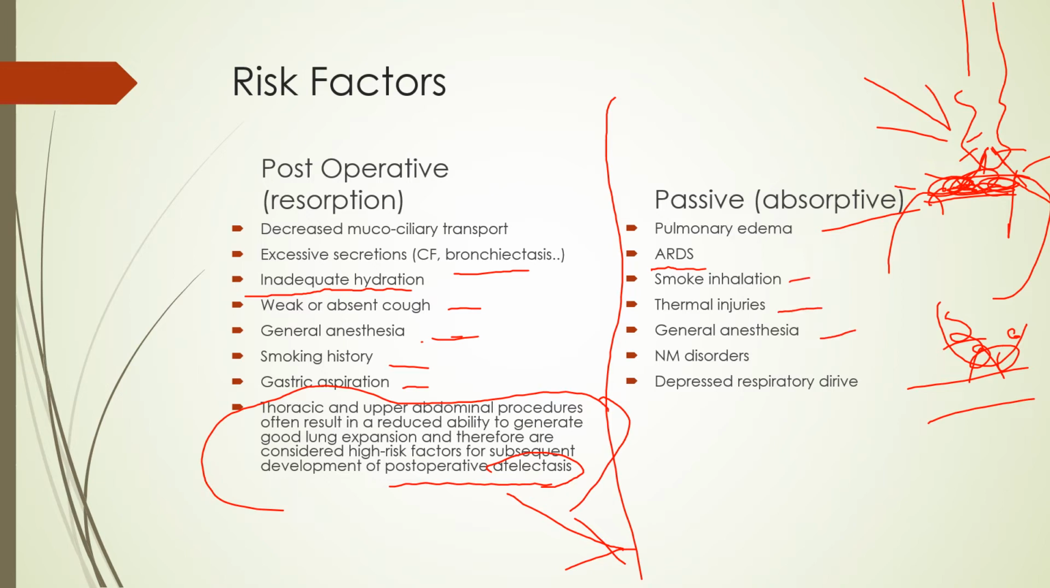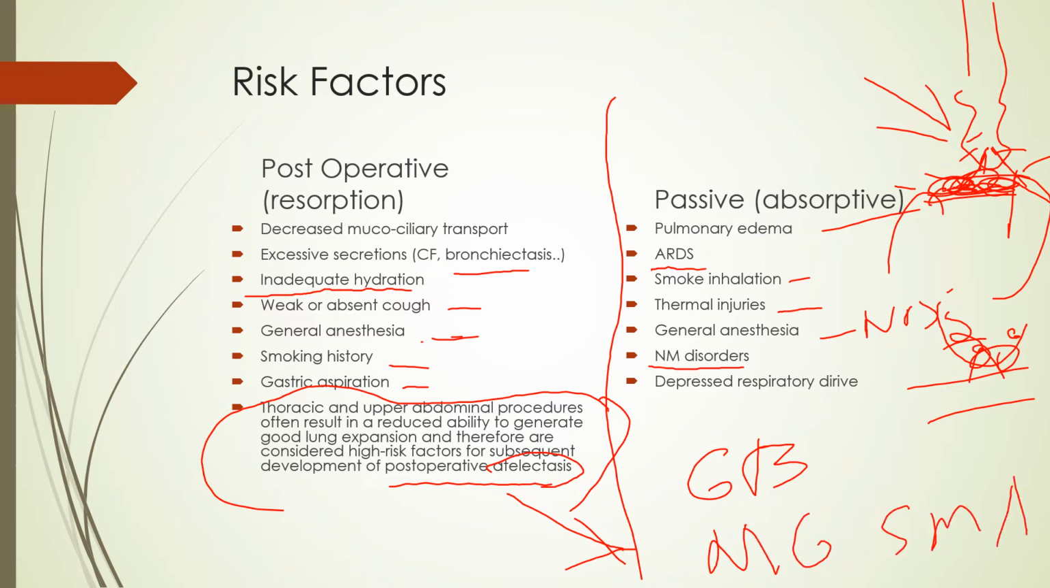General anesthesia, we already talked about that, with low lung volumes and nitrogen washout because the nitrous oxide washes out the nitrogen. Neuromuscular disorders like Guillain-Barré, myasthenia gravis, SMA, which hopefully you'll talk about more in your pediatrics class as well. Depressed or even spinal cord injuries too. Depressed respiratory drive overall, that could easily be a neurologic thing, like what I was talking about with a narcotic as well.